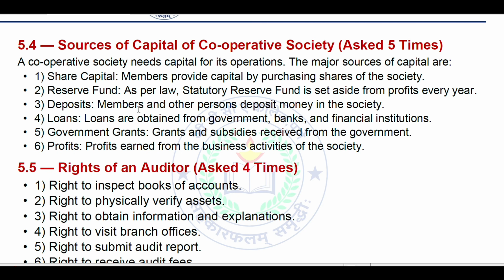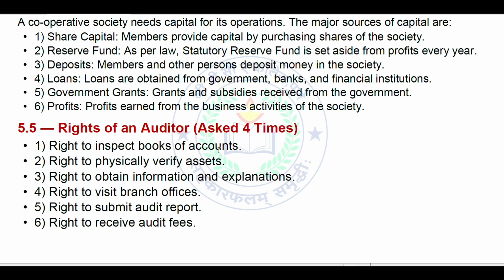Number three, deposits. Members and other persons deposit money in the society. Number four, loans. Loans are obtained from the government, banks and financial institutions. Number five, government grants. Grants and subsidies received from the government. Number six, profits earned from the business activities of the society, like posters or hoardings, or some other things, parking as well. So that includes anyways.